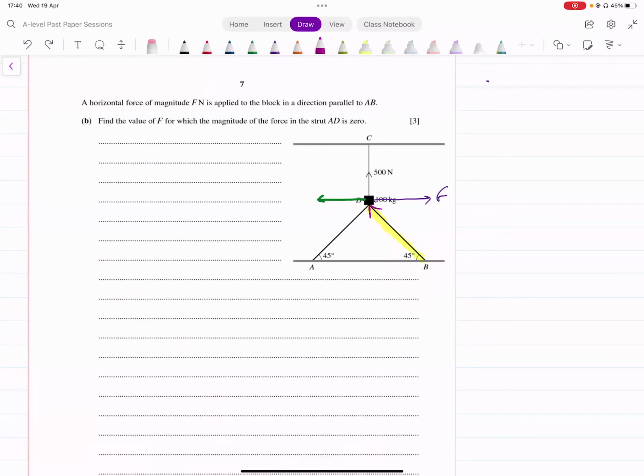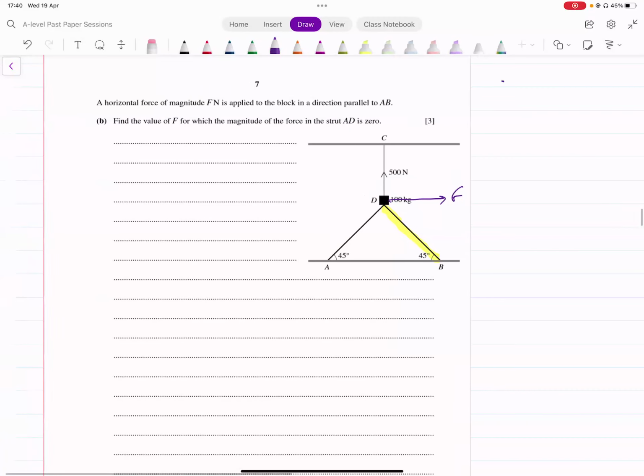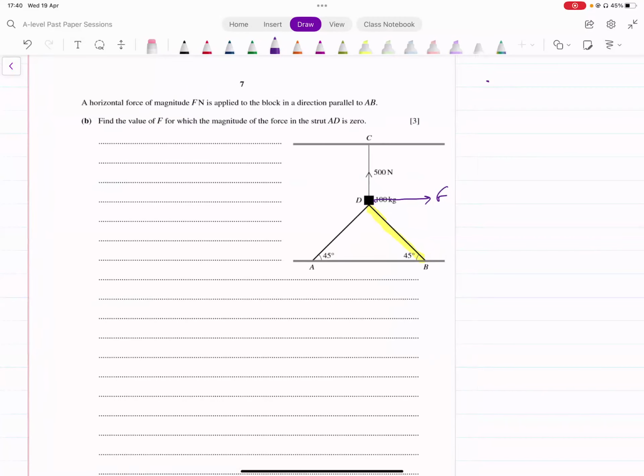अच्छा, अब let's just do that. जो उसने कहा हुआ है, उसने कहा है find the value of F for which the magnitude of the force in the strut AD is equal to 0. Now the block remains in equilibrium. It's not moving, right? So it's not supposed to move from this direction. अब इस केस के अंदर AD की वैल्यू अगर हम 0 कर दें, अगर AD का मैग्नीट्यूड हम 0 कर दें तो उससे क्या होगा वो हम देखते हैं. सबसे पहले इसको रिजॉल्व कर लेते हैं.